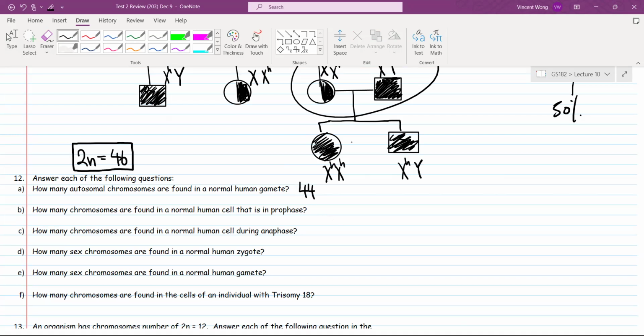Next, how many chromosomes are found in a normal human cell that is in prophase? Well, in prophase, it is still going to be 46. Remember, even after you double it, it still counts as 1. So no change there.